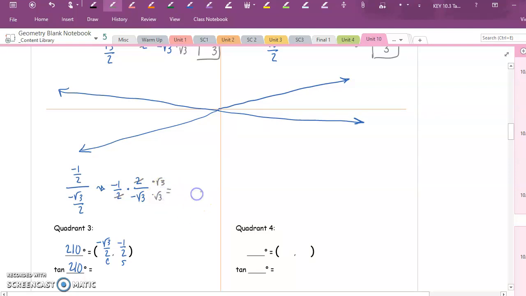We change where I put my equal sign, so we have positive 1 times root 3 is root 3 over root 3 times root 3 is 3. We have positive root 3 over 3. And then finally in quadrant 4, we're thinking 360 minus 30 gets us 330. So 330 degrees references my 30-degree angle.